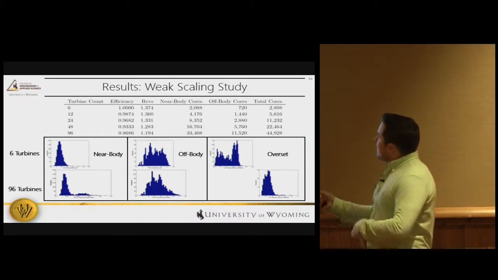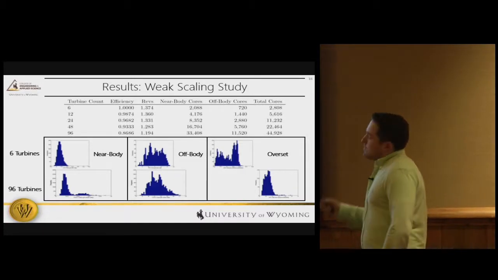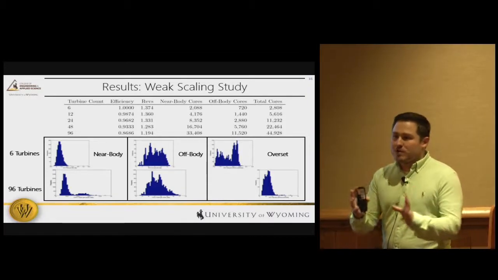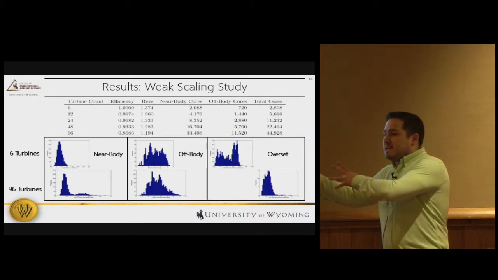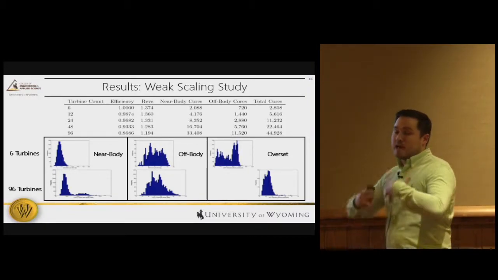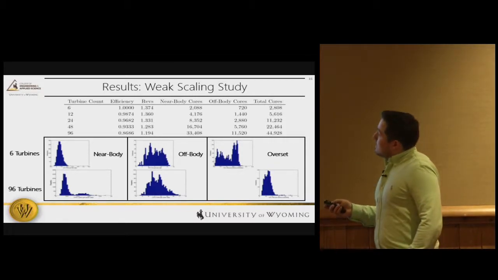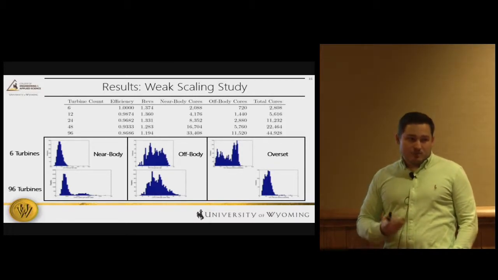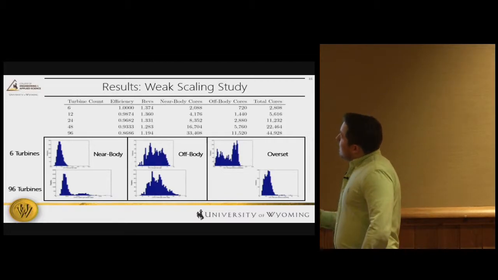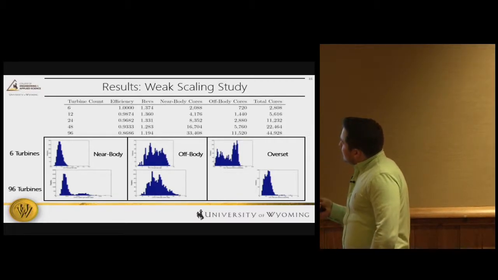With weak scaling, you say, okay, I want to use the same number of cores per turbine. And now if you keep adding turbines with the same number of cores, how well does that scale? So we're doing basically 100 turbines, which is the goal for the project. And a little bit about the details.